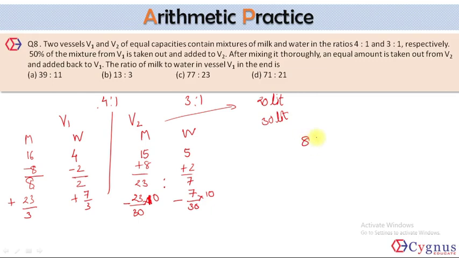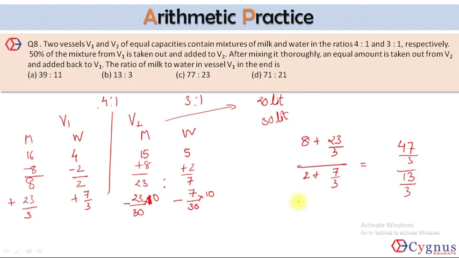So what's the total milk in vessel V1 now? 8 plus 23 by 3. And what's the total water? It's 2 plus 7 by 3. What will you get here? 8 into 3, 24. 24 plus 23, that is 47 by 3. Then water. 3 into 2, 6. 6 plus 7 is how much? 13. So 13 by 3. Now what do you want to calculate? The ratio of milk to water in vessel V1 at the end.